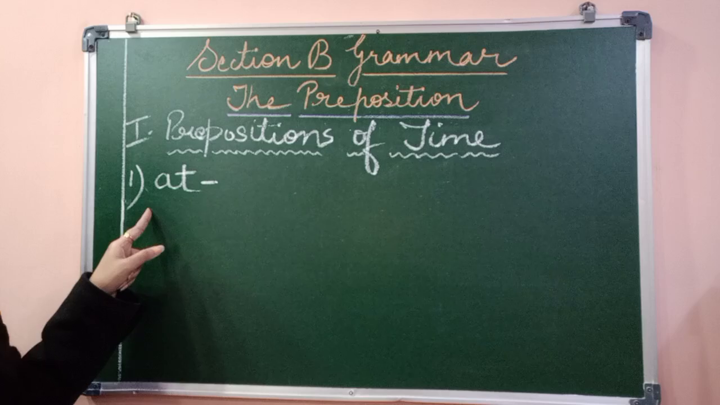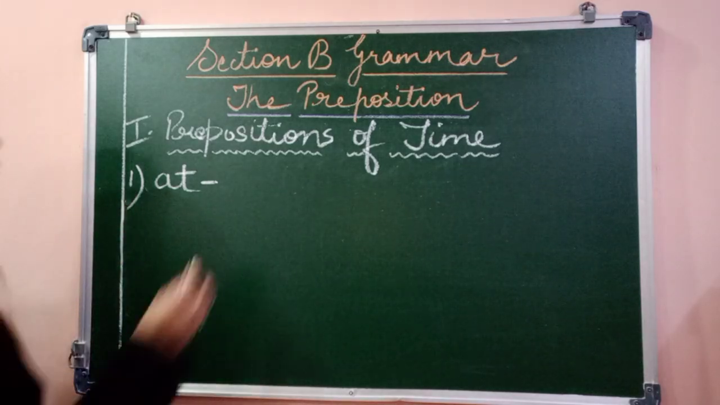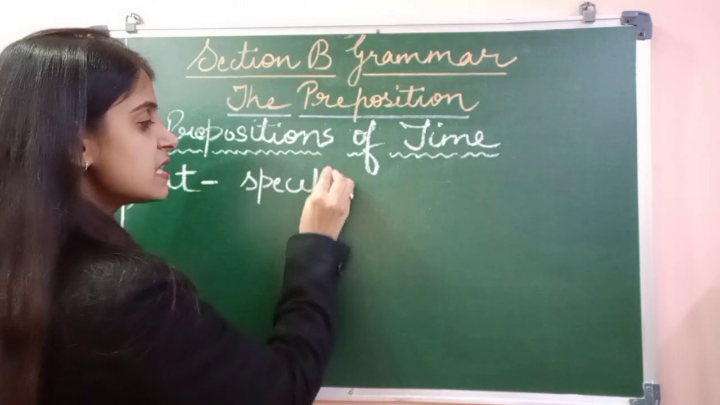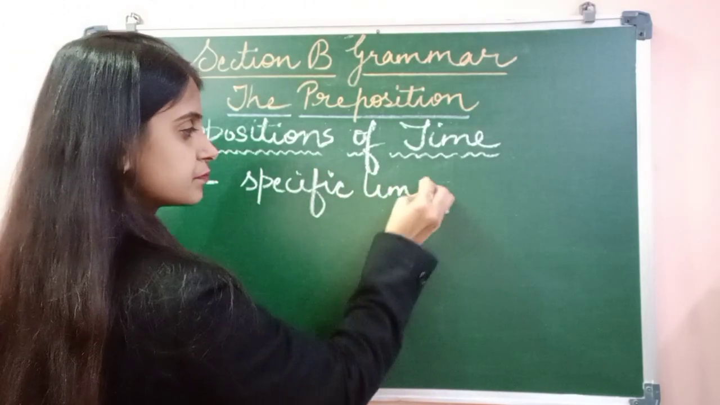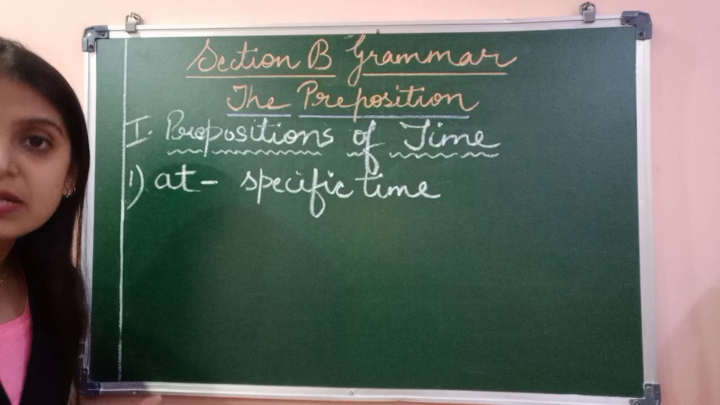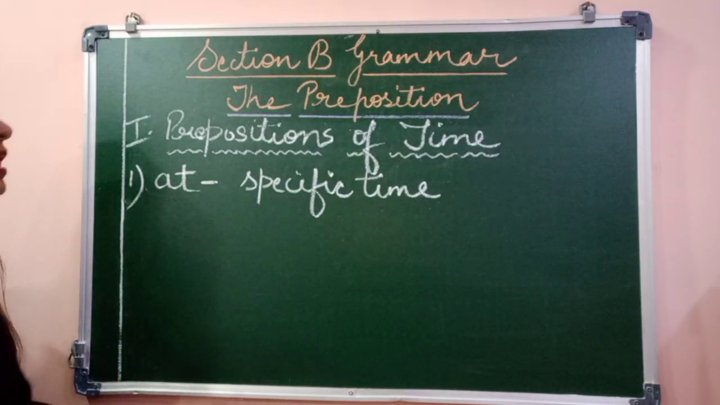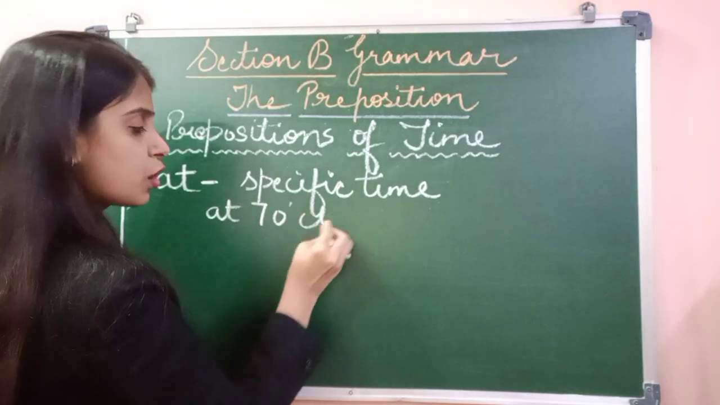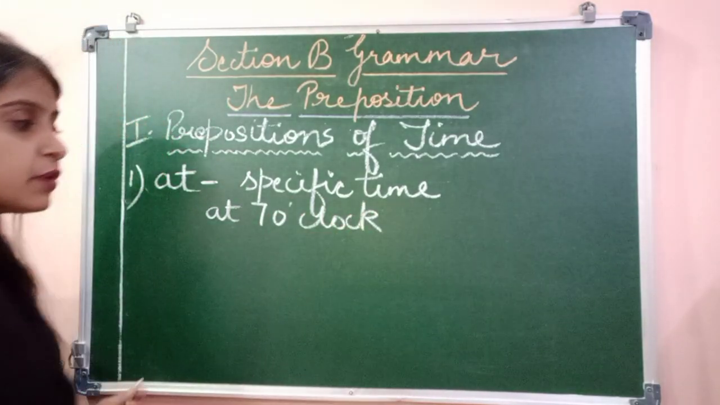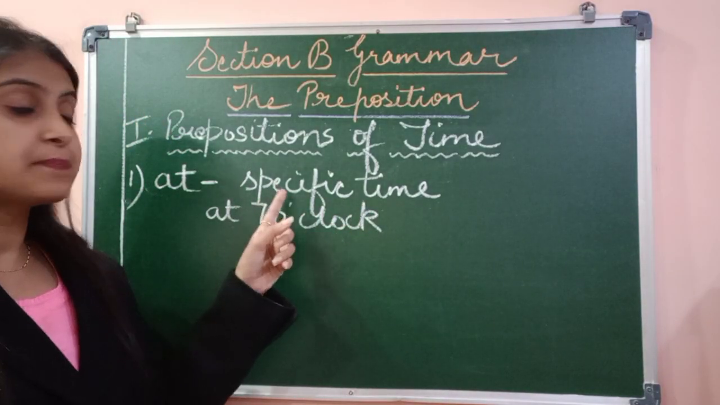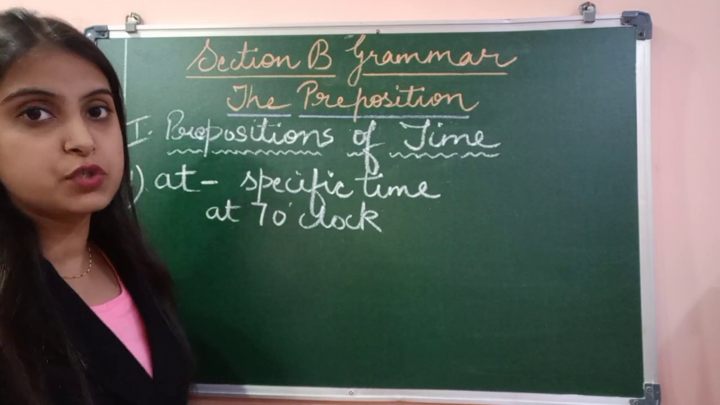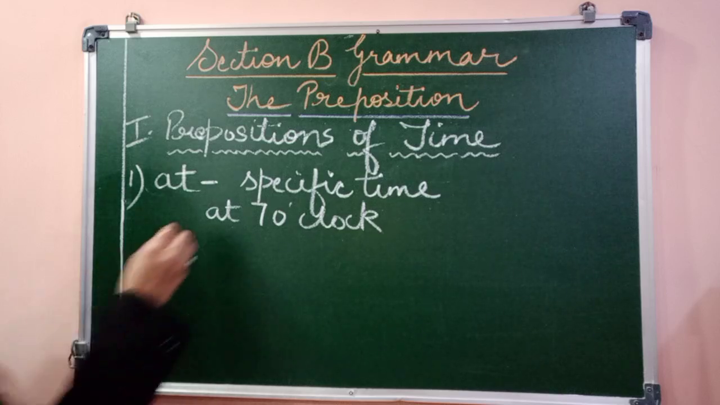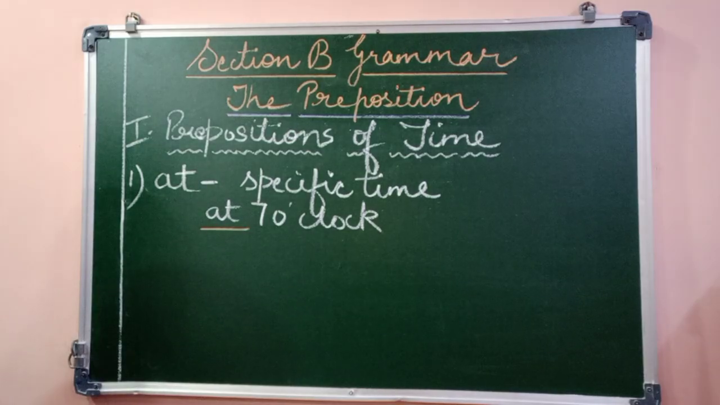So at is used, children, when we talk about specific time, or you can say clock time. For example, I will meet my friend at 7 o'clock. So 7 o'clock is the exact time or the specific time at which you are going to see your friend. So we have used preposition at with this, since it is a specific time.